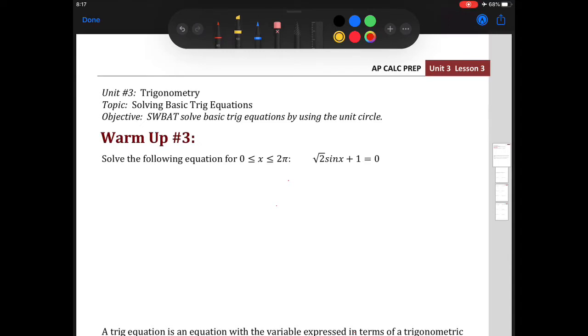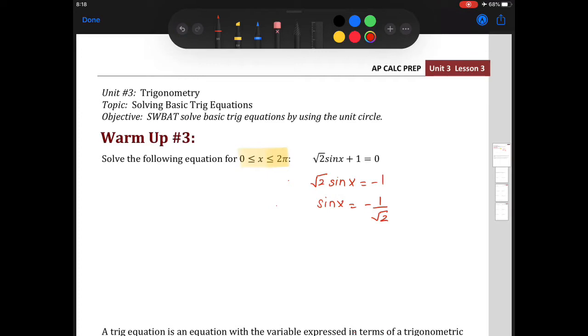Okay, so what is the question saying? It says solve the following equation for this domain. So x is between 0 and 2 pi. So what do I do? I'm going to subtract 1. So I'm left with rad 2 sine x equals -1. Divide by rad 2. So I have sine x equals -1 over rad 2.